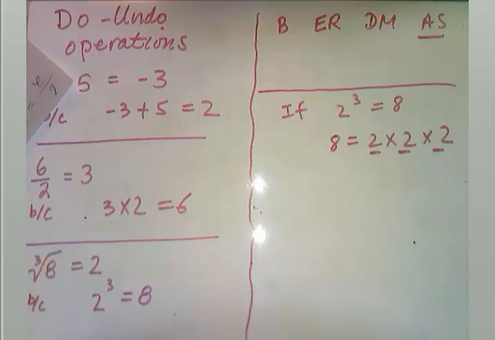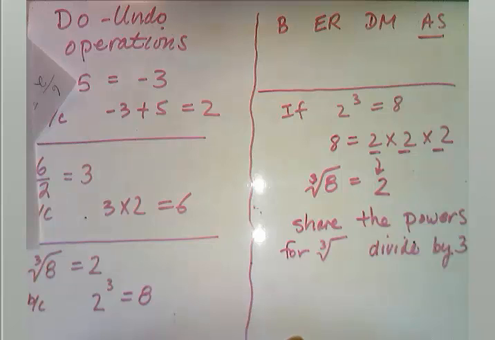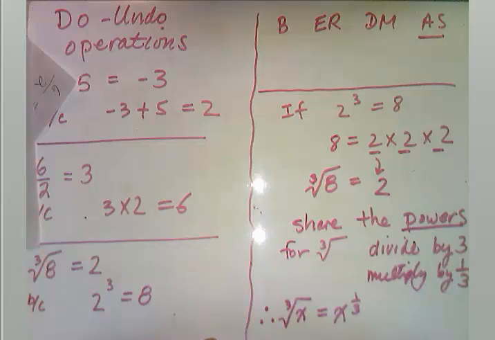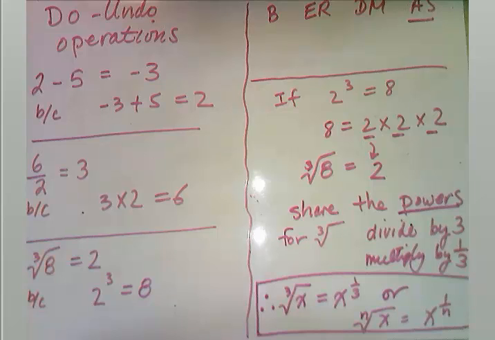When we have 8 factored into its powers of 2, we see that to get the cube root, we only want one of the 3 powers. So we want to share those powers over the 3 spots, or we divide by 3. Or in other words, dividing by 3 is multiplying by 1/3. And that is why the cube root of x is x to the 1/3. Generalizing now, the nth root of x is equal to x to the 1 over n power.